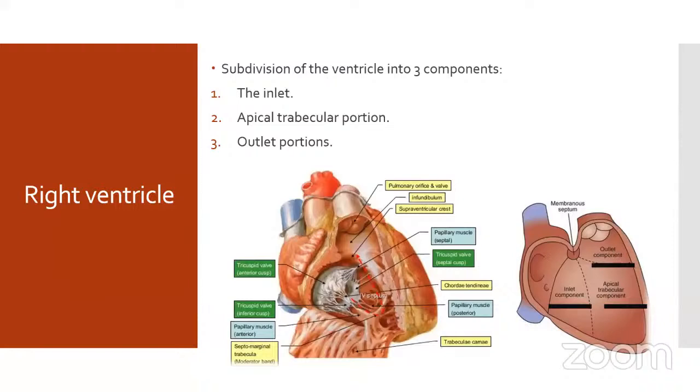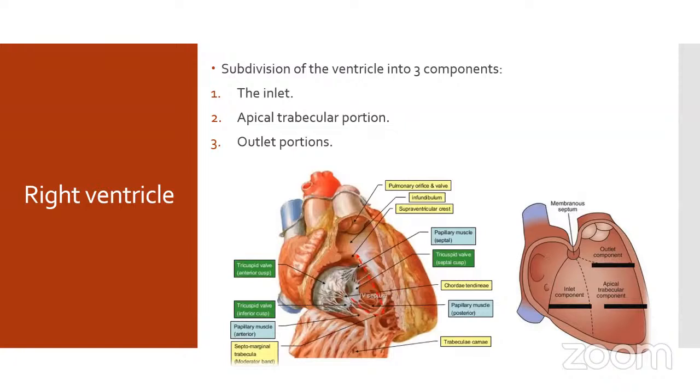The morphology of both the right and left ventricle can be understood by subdividing the ventricle into three anatomical components: the inlet portion, the apical trabecular portion, and the outlet portion. This classification is more helpful than the traditional division of the right ventricle into the sinus and the conus part.